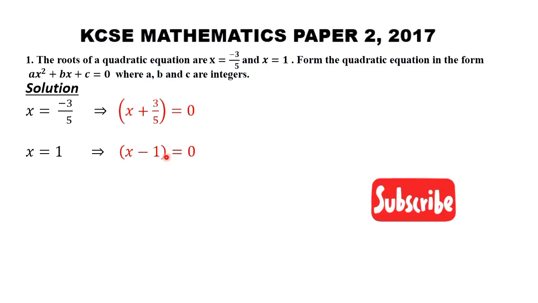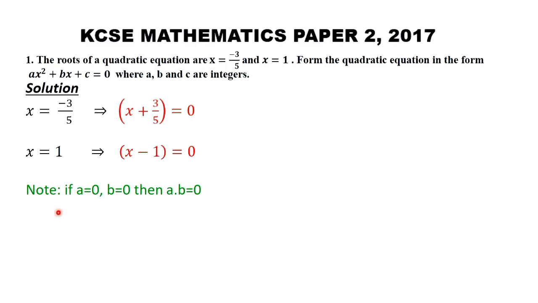So there's something we need to note. If you have a number, let's say a, which is 0, and then b also equated to 0, then their products would be 0 too. So that is what we are going to apply for this particular case. So let x plus 3/5 be a and x minus 1 be b. So when we multiply the two brackets, we have the first bracket by the second bracket equated to 0.